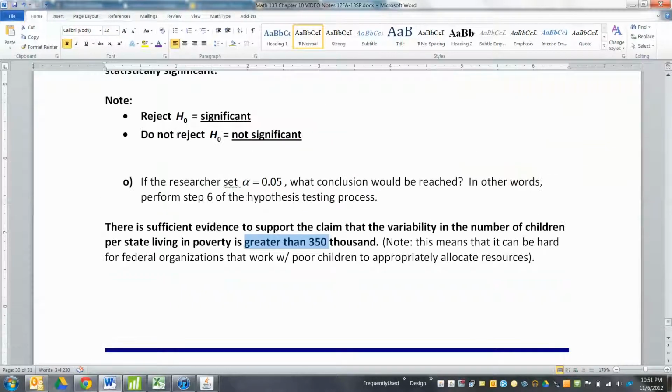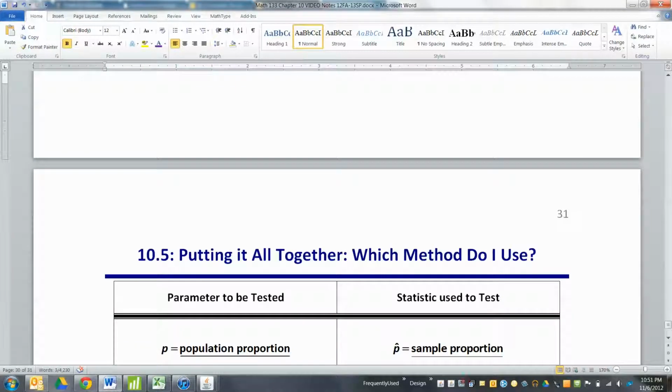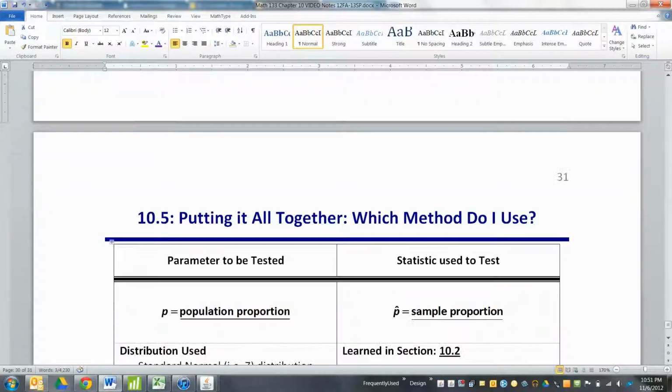All right, we're done with this section, section 10.4. It was kind of the same as the others. And now we're going to meet back here just for a one video recap of everything we've learned in chapter 10. See you then.